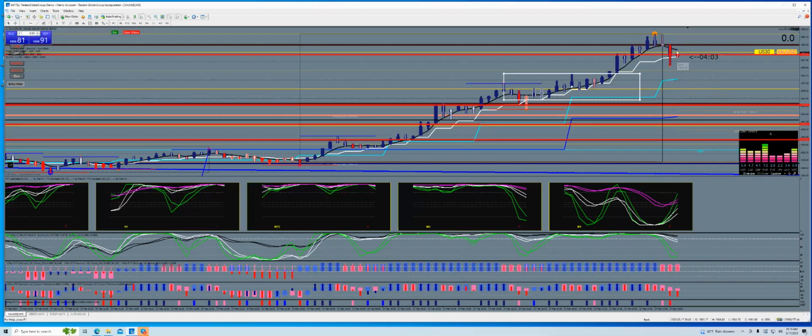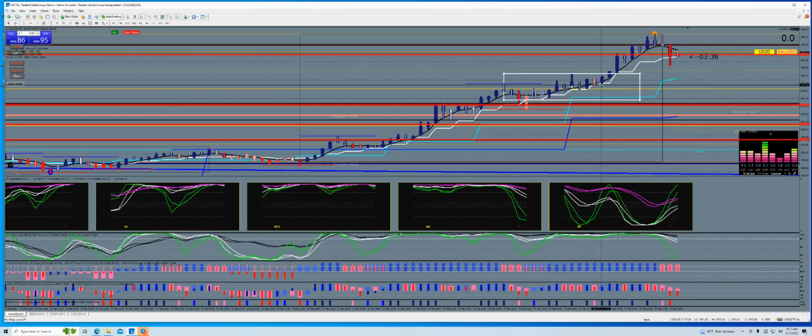So either I could sit through it, assuming that that's what's going to happen, or get out. And if my assumption is wrong, this will keep going up, and maybe set up again to go short. But at least I'm out of the market and don't have to sit through all that drawdown that I sat through.